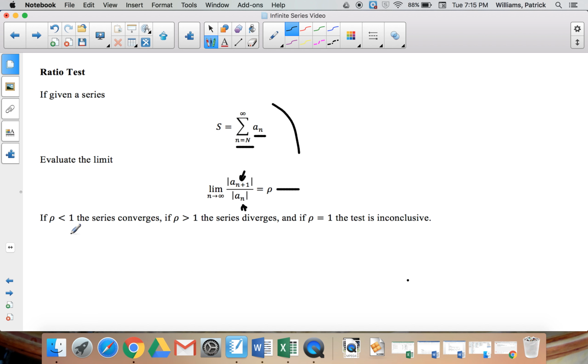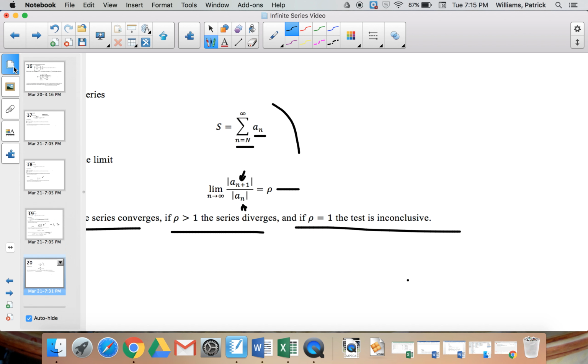Okay, anyway, so if this value rho is less than 1, then that's awesome. That means the series converges by the ratio test. If it's greater than 1, then that means the series diverges. And if it's equal to 1, that means the test is inconclusive, and basically it got us nowhere. All right, so let's look at applying this test.